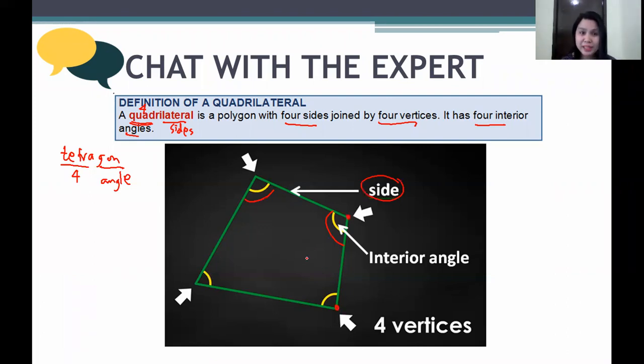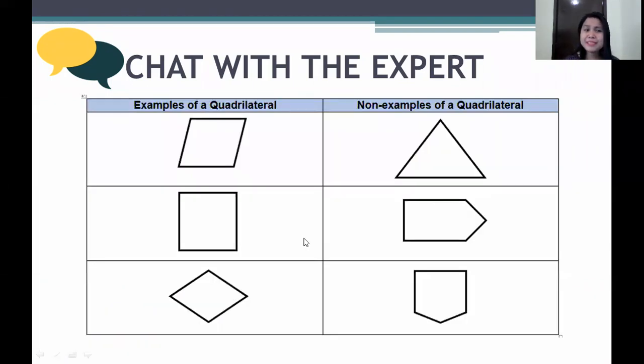The plural is called vertices. Now, here are some examples. You just count the sides. 1, 2, 3, 4, quadrilateral. Another, 4 sides, quadrilateral. 4, quadrilateral. Now, the other ones are non-examples, sorry for that. The other ones are non-examples of quadrilateral.